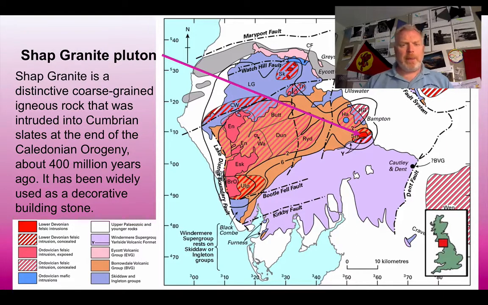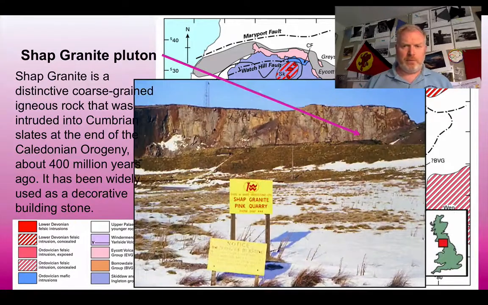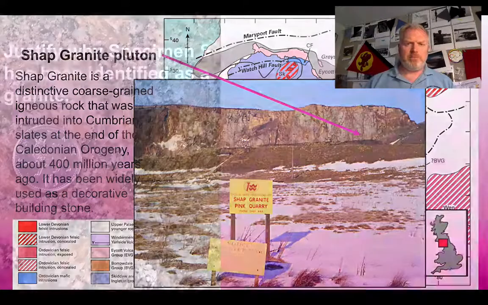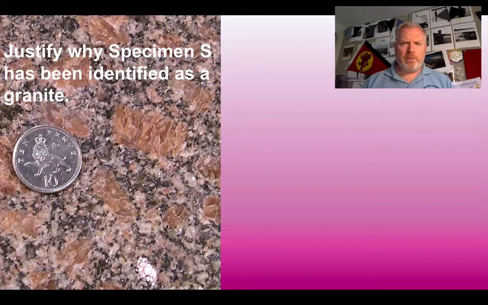Okay, let's have a look at the rock itself. This is where it's actually quarried. It's called the Shap Pink Quarry. And we can see a rock face there that's dug out. It's not worked all the time, but it is worked for special orders as and when it's needed. Okay, let's have a look at a sample of this rock.